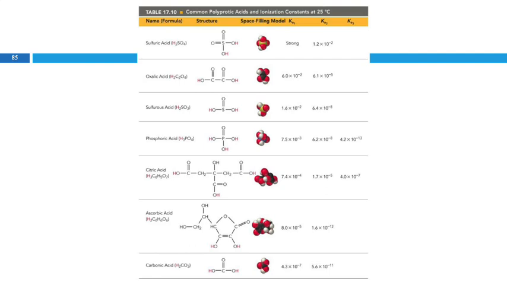Yes? So the different Kas are related to the different protons that come off? Yes, Ka1 is the first proton coming off. Ka2 is the second one. If there's a Ka3, that's the third one coming off. And so we see as you go from 1 to 2 to 3, those always become smaller.